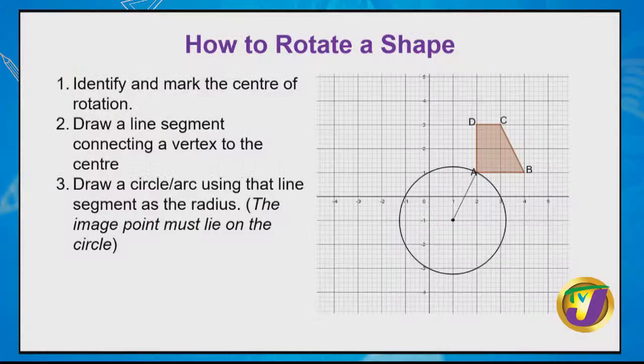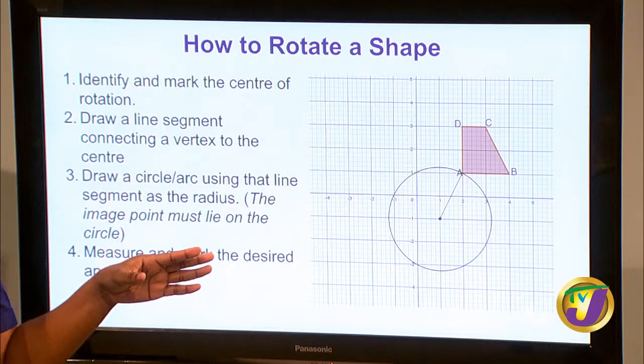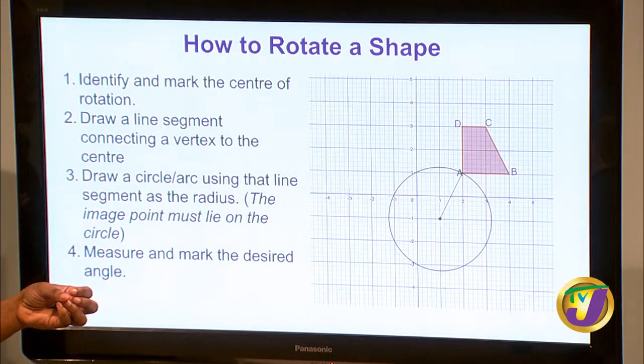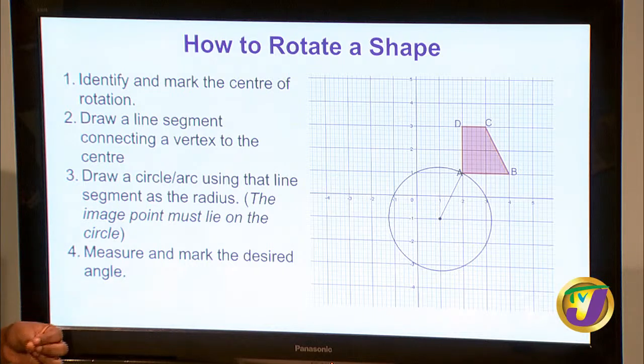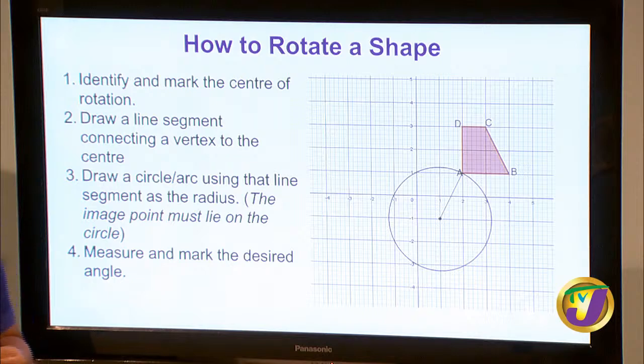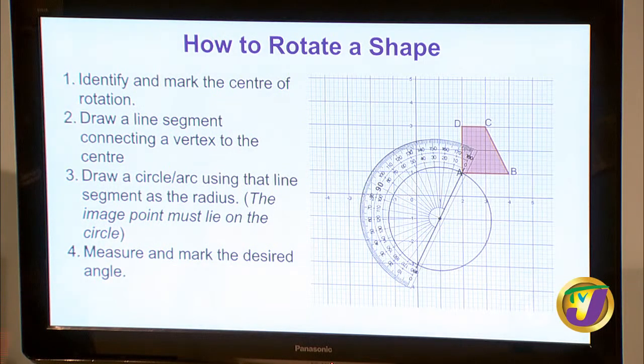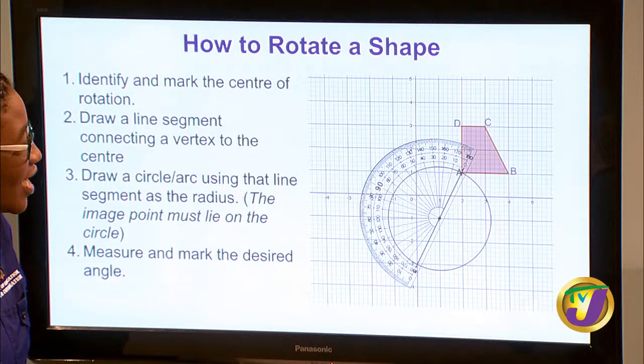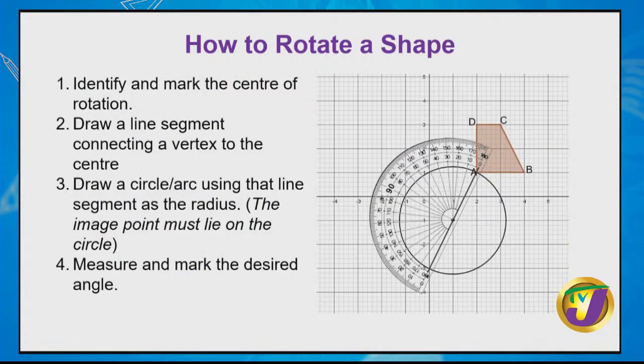So we're noticing here, let's go back to the circle, that A prime is supposed to lie somewhere on this circle. So let's see what we do next. We now have to measure and mark the desired angle. In our case, we said 90 degrees anti-clockwise. So let's see if we can measure our 90 degrees here. All right, I can identify 90 degrees. Let's put a dot there. There is 90 degrees and it's anti-clockwise. Great. So after we have measured and marked the desired angle, notice now I've drawn a line segment.